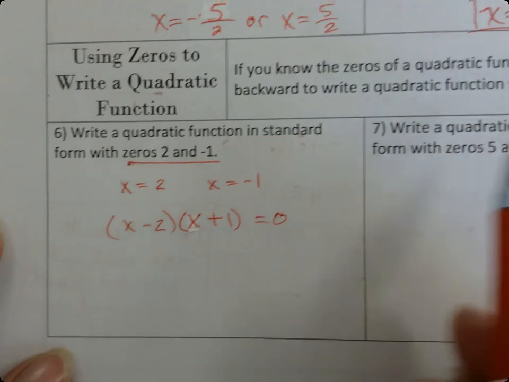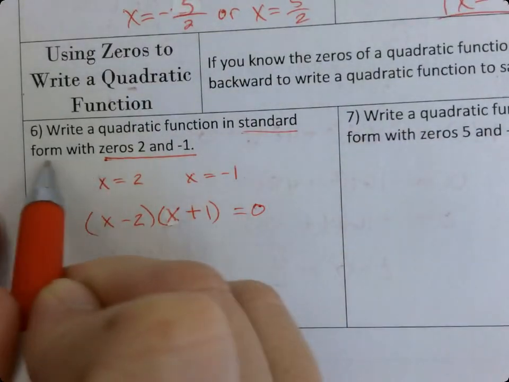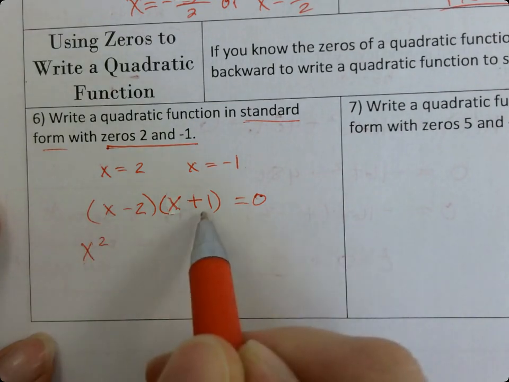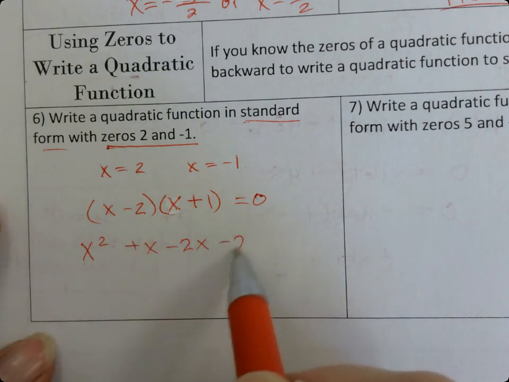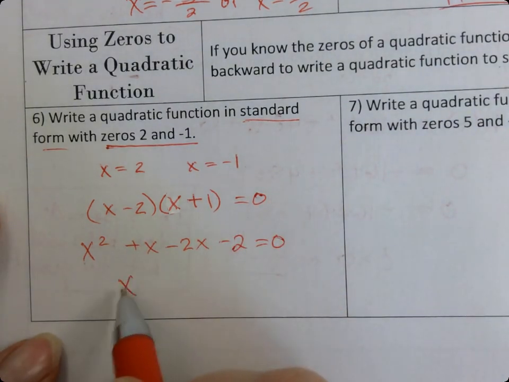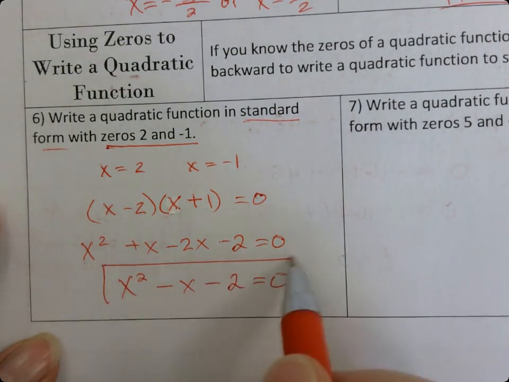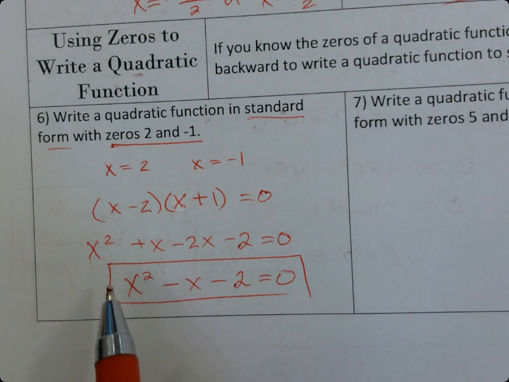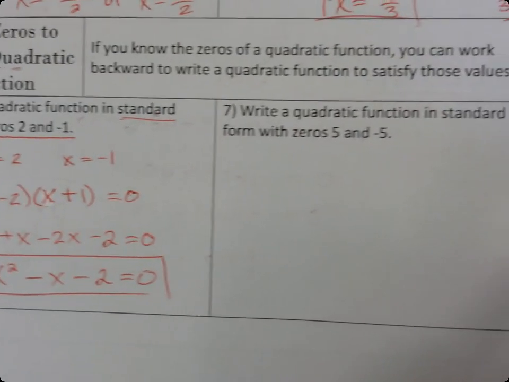And if I want you to write a quadratic function, I'm asking you to write it in what? Standard form. So FOIL this. X squared, that's 1x. That's negative 2x. And last is negative 2. Add like terms. X squared minus x minus 2 equals 0. Now, that is the most basic answer. You could put something else on here, like multiply everything by 3 and have 3x squared minus 3x minus 6. Okay, you try the next one real quick.